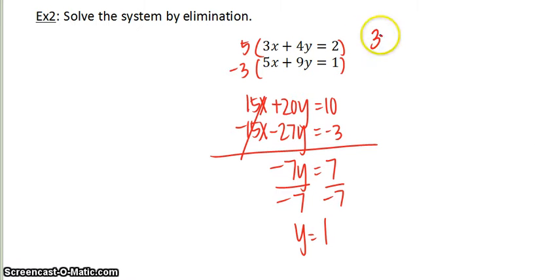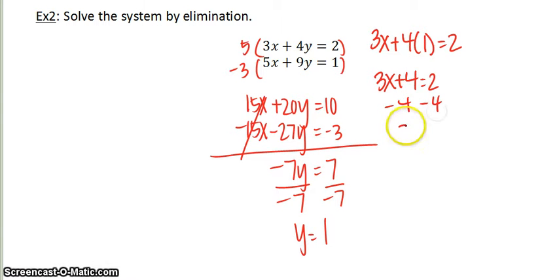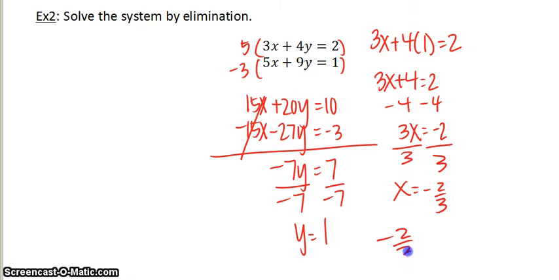I'm going to do the first one, so 3x plus 4 times 1 equals 2. So 3x plus 4 equals 2. Subtract 4. So 3x equals a negative 2. So divide by 3. So x equals a negative 2/3. So I could write my solution as negative 2/3, 1. There you have it. So sometimes you have to multiply both of them.